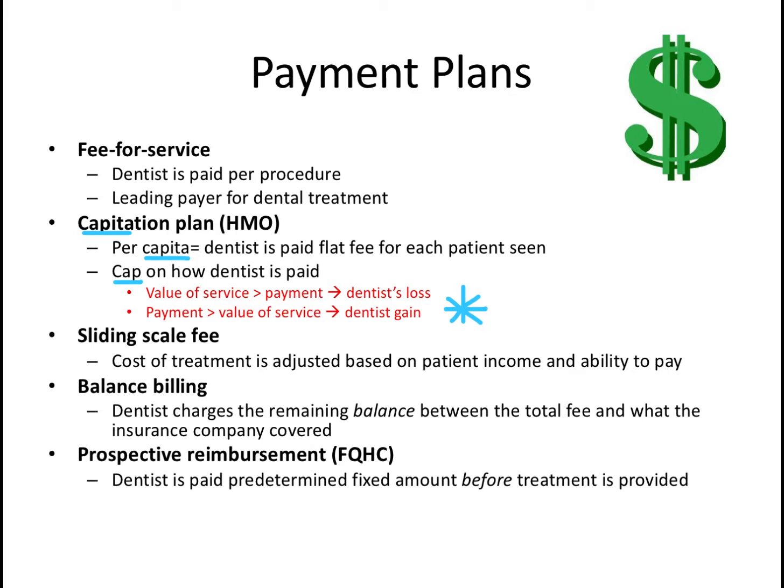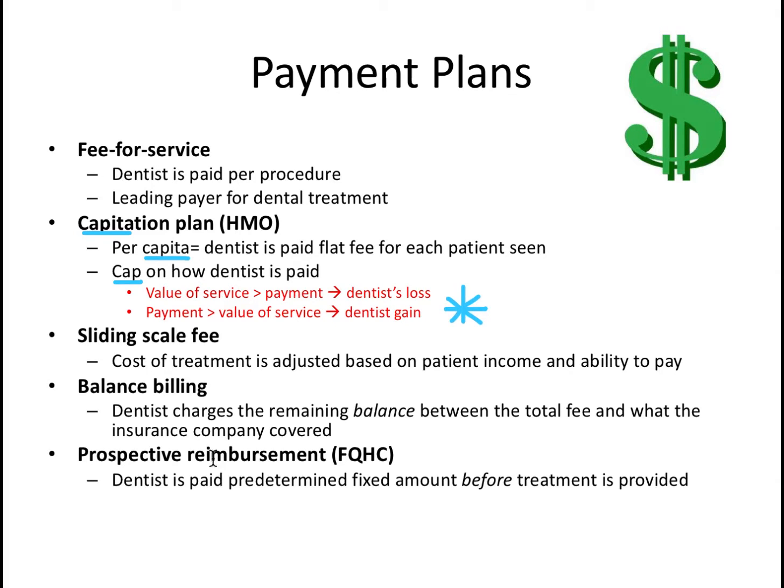We have a couple other fee plans and payment plan structures. The sliding scale fee means that the cost of treatment is adjusted based on patient income and their ability to pay. So the patient has to bring in a whole bunch of documents to the dental office to demonstrate their income level and tax bracket and so on. So if they're in sliding scale A, they pay this much, sliding scale B, they pay this much, and it goes on like that.